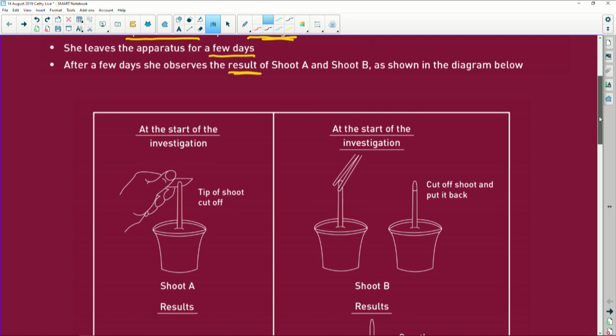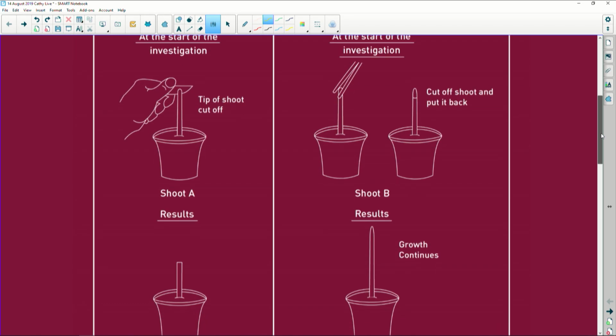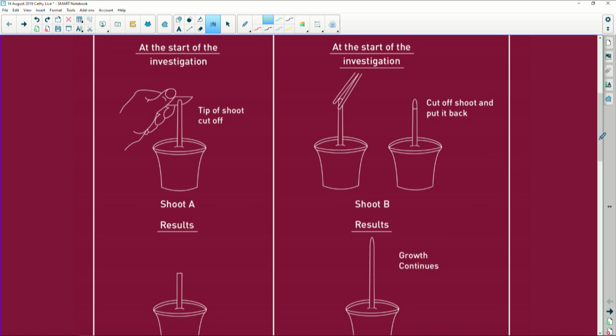So let's have a look at our diagram. At the start of the investigation, she cuts that tip and throws it away. And after a few days, look at how this thing has grown. It hasn't. There's no growth there. If we look here at the start of the investigation, there's our little shoot tip, and she cuts it off, and then she puts it back. And look, it carries on growing.